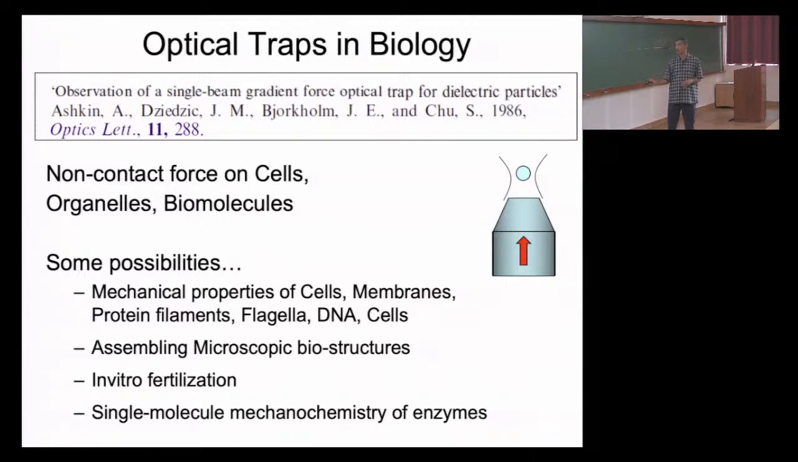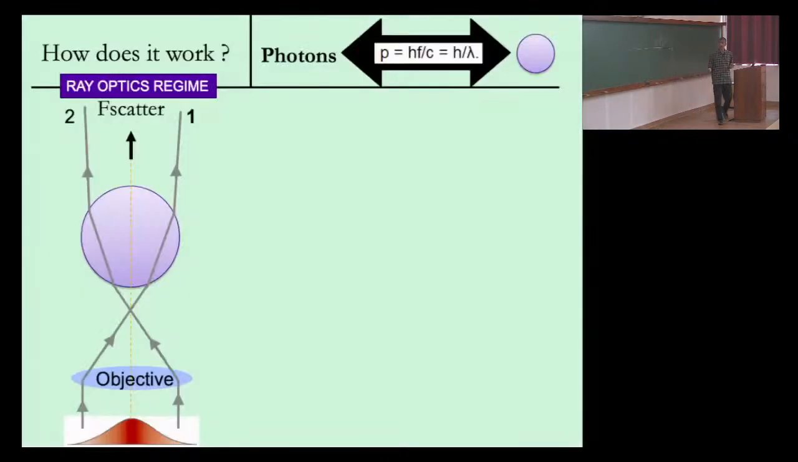It has been used for in vitro fertilization. You can imagine that you catch the egg and the sperm and you can do in vitro fertilization. Of course, single molecule mechanochemistry of enzymes has been the most celebrated use of these optical tweezers. But let's go a little bit into trying to understand why it works.